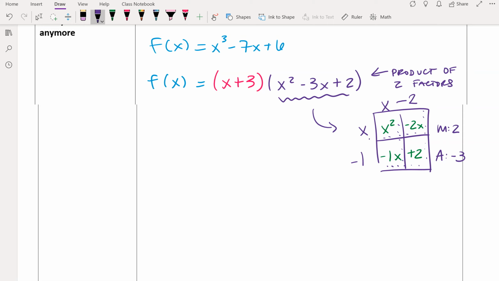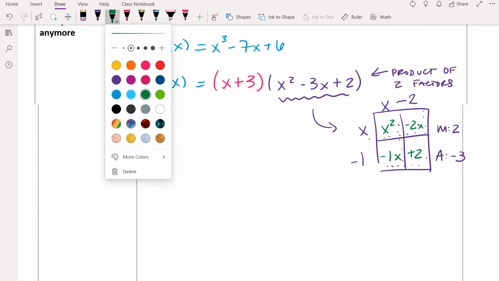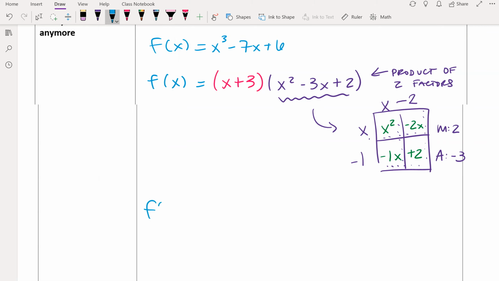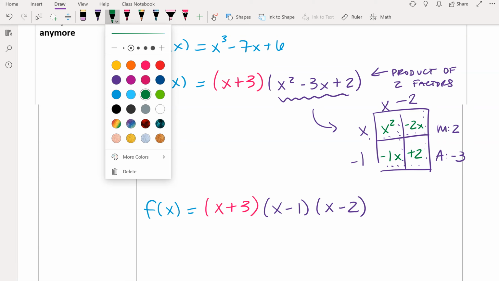Okay, cool. So now we can say that purple thing, that x squared minus 3x plus 2, is the same as x minus 1 and x minus 2. Those two factors. So let's go ahead and write our final equation for f of x. F of x equals, we have the x plus 3 factor that they gave us. They told us that was a factor. And then we factored more using division, and then we factored more using the box to get x minus 1, x minus 2. Sweet.